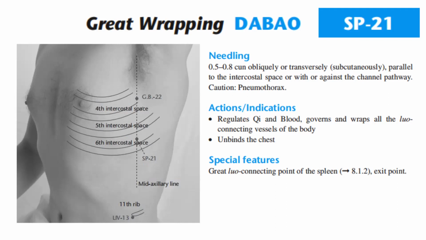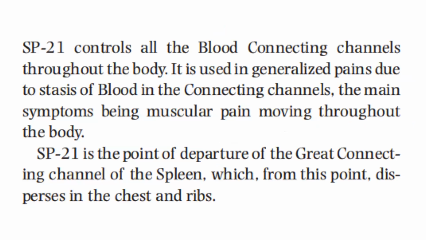For special features, spleen 21 is the great Luo-connecting point of the spleen. It is also the exit point. Spleen 21 controls all the blood connecting channels throughout the body. It is used in generalized pains due to stasis of blood in the connecting channels, the main symptom being muscular pain moving throughout the body.